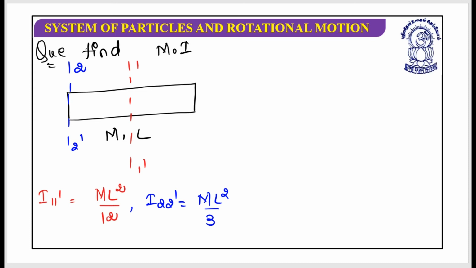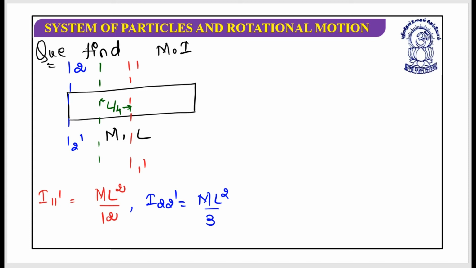Now let's find this one. From here, this distance is l by 2, sorry, l by 4, my mistake. This is l by 4 and this is required. How will you do this?